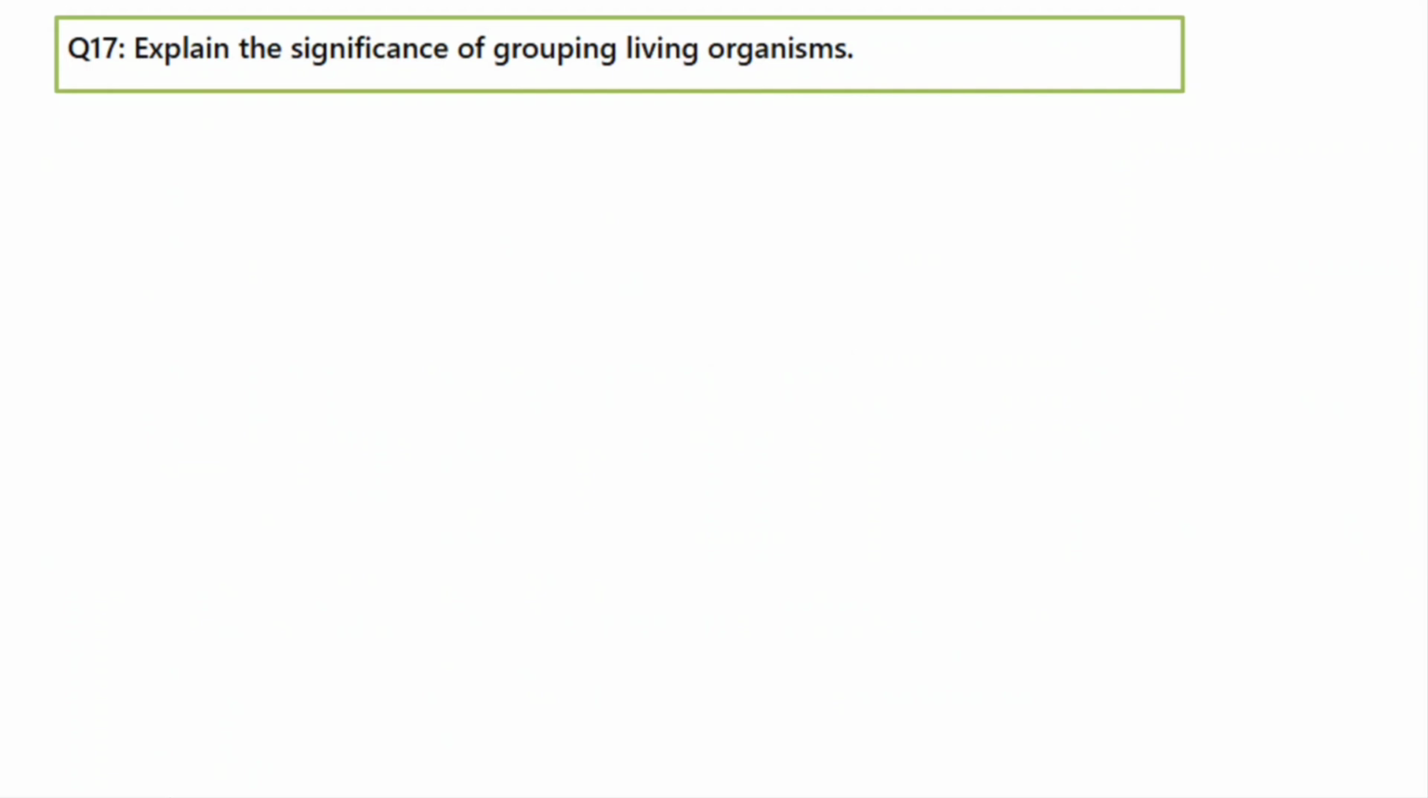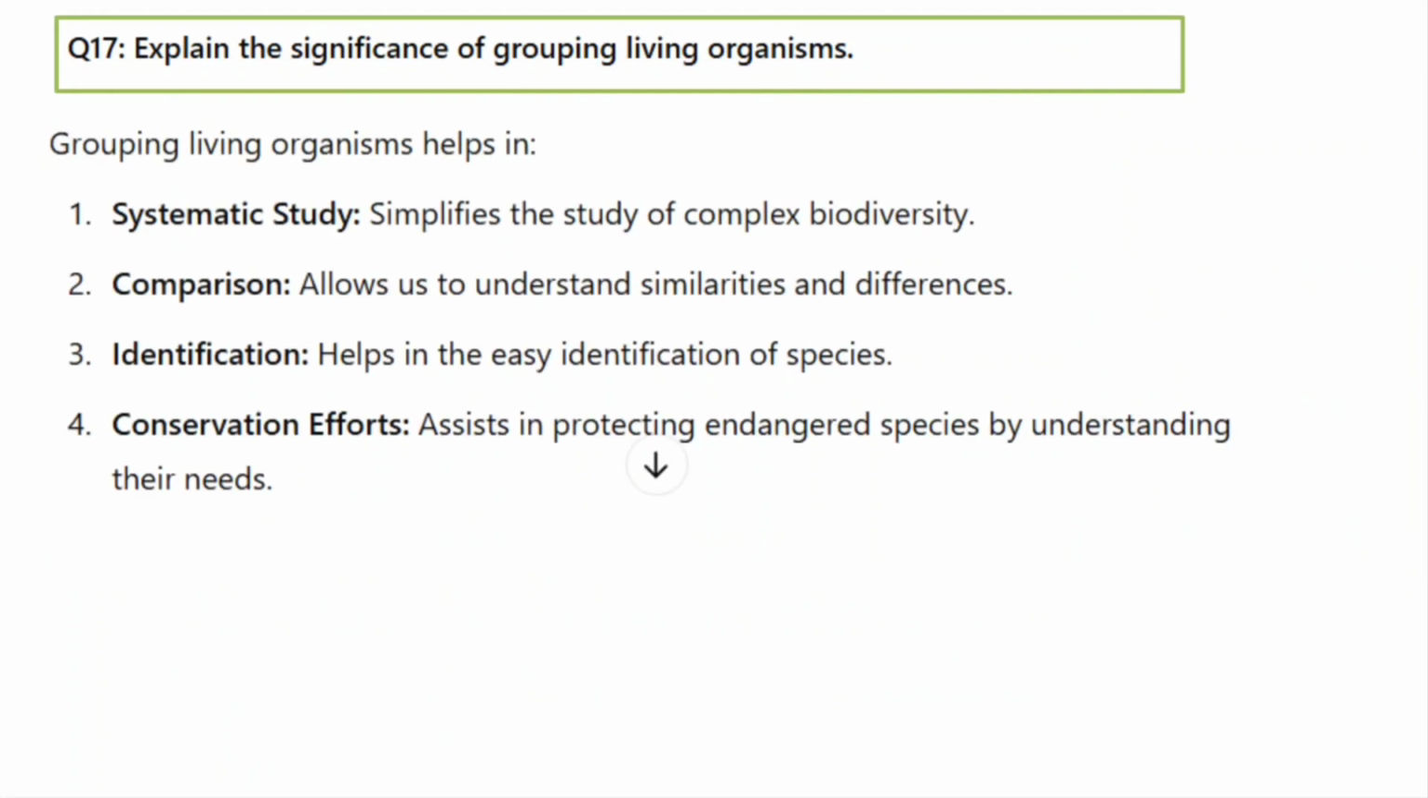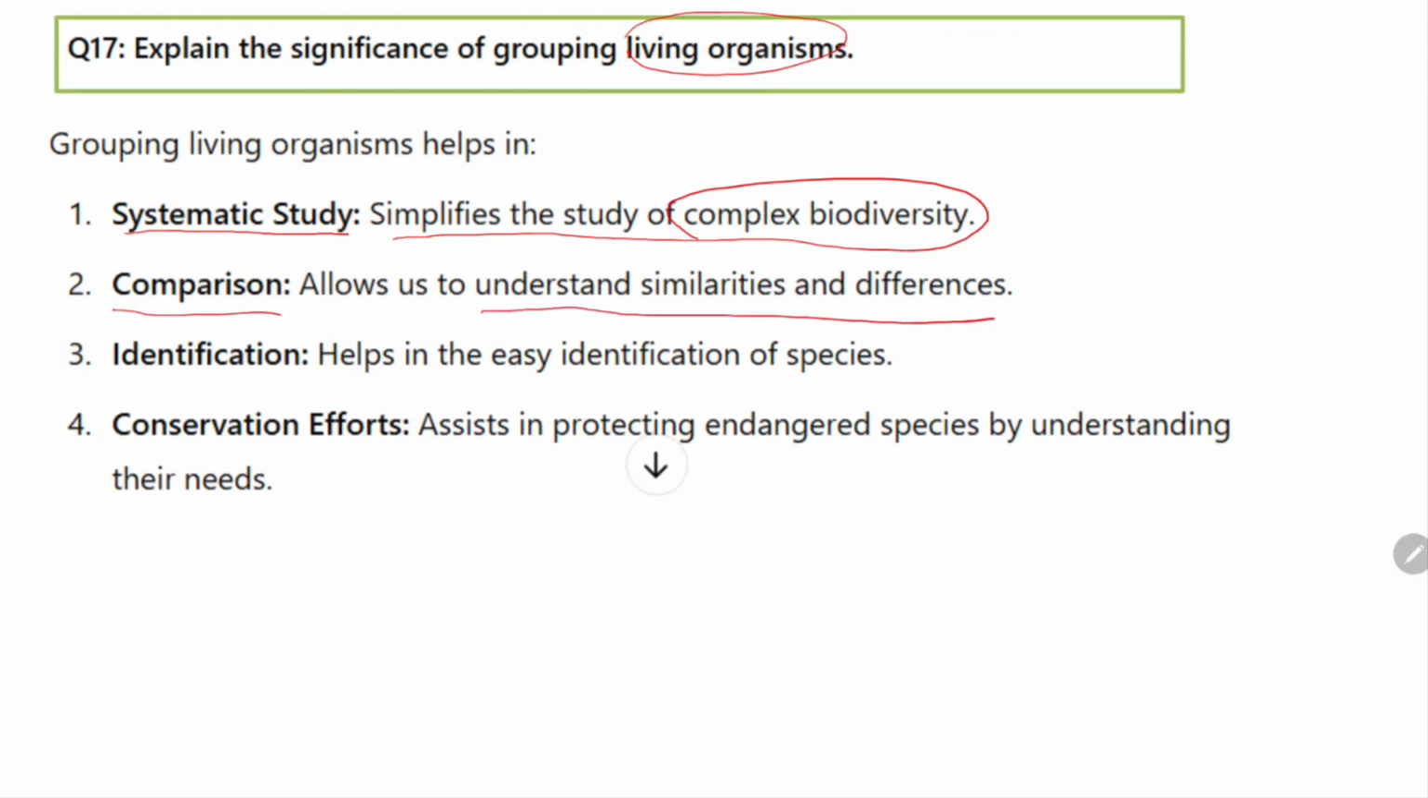Explain the significance of grouping living organisms. So here you have to write a little bit longer, okay. We have discussed in short now. Now we will be writing why grouping is necessary, okay. Why grouping of these living organisms is necessary, and why we are grouping plants and animals based on their different structures, movements, eating habits. Because it helps us to do a systematic study. First point, okay: it simplifies the study of complex biodiversity. Next, we can compare easily, all right. Comparison allows us to understand similarities and differences.